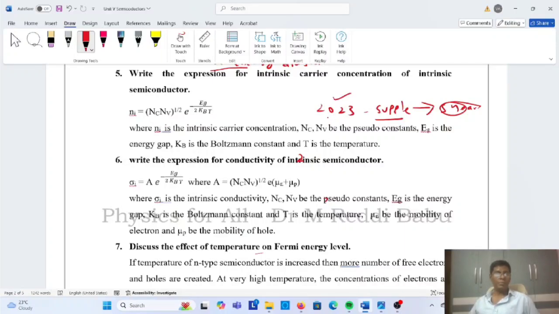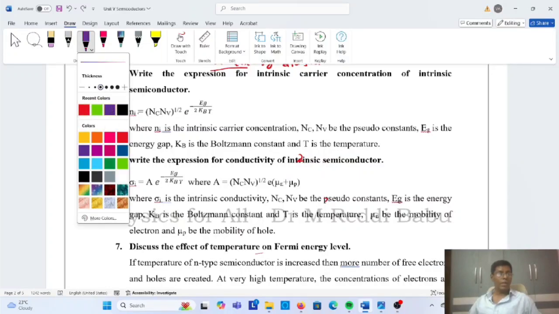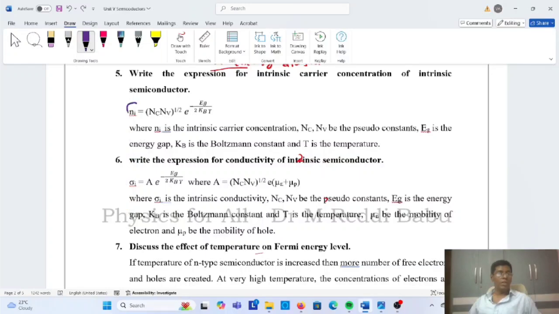Now coming to the next question. What is the next question? Now you read the question: write the expression for the intrinsic carrier concentration of an intrinsic semiconductor. In an intrinsic semiconductor, there exist an equal number of free electrons and holes. This number can be represented by the symbol Ni. Ni stands for the intrinsic number of charge carriers.